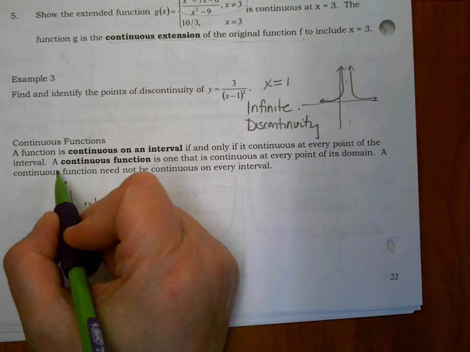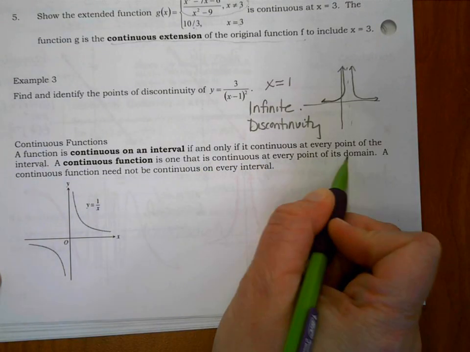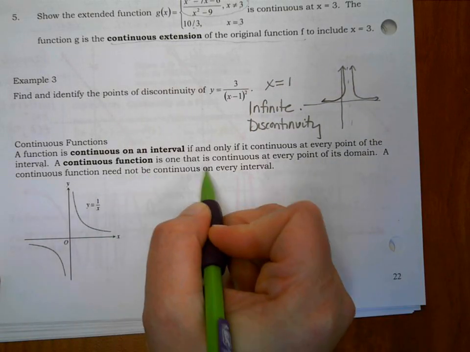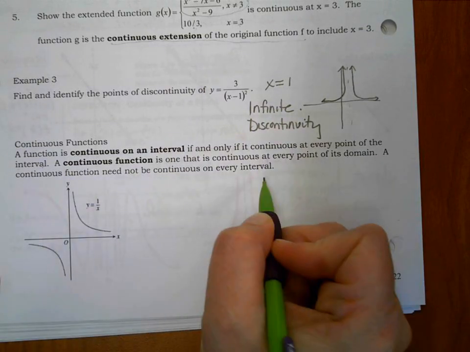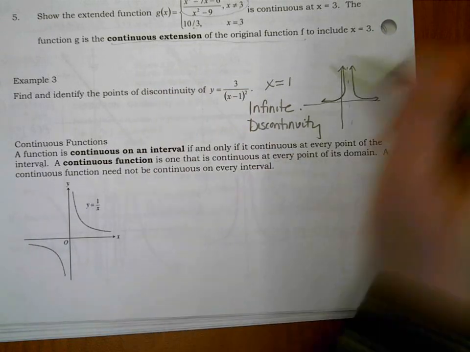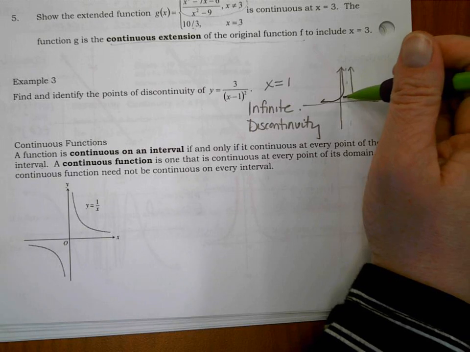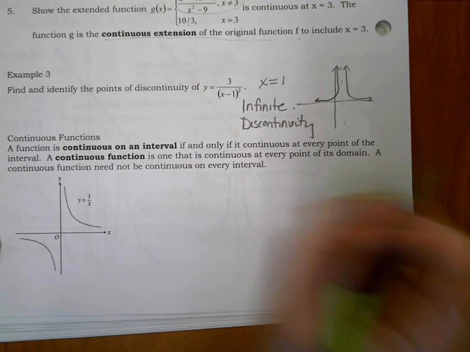Okay, then the next part, a continuous function is one that is continuous at every point in its domain. A continuous function need not be continuous on every interval. Sometimes people get confused about this. Up until now, we've been talking about continuity at a specific value. Is this continuous at x equals 1? No. And this is talking about a continuous function, and it's saying it's continuous at every point of its domain.